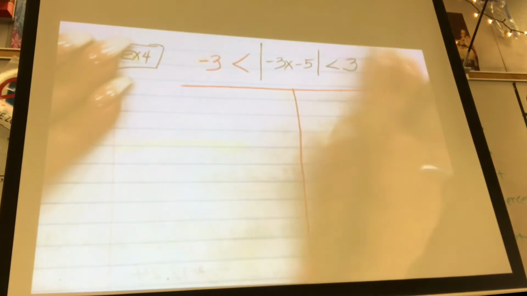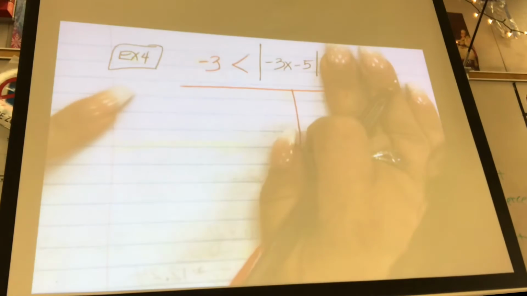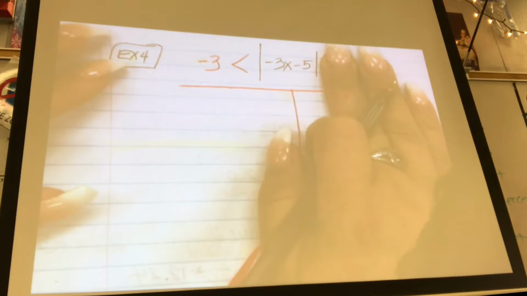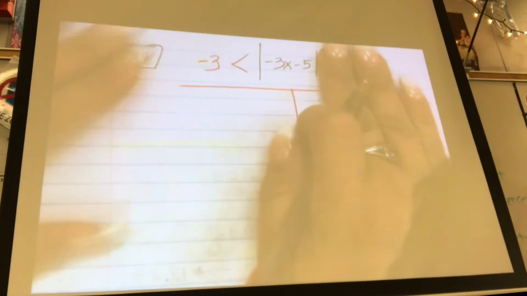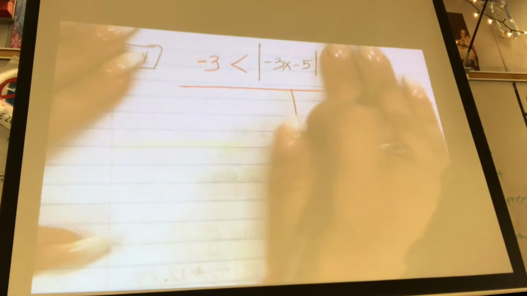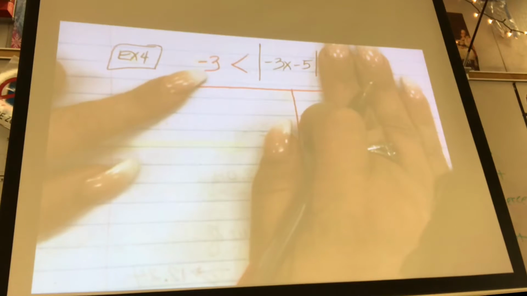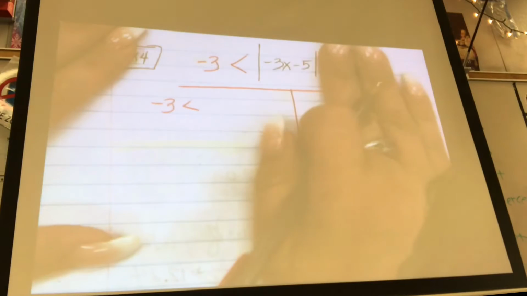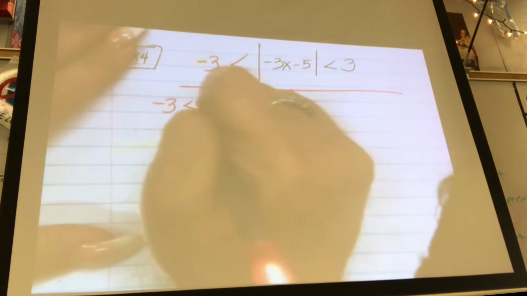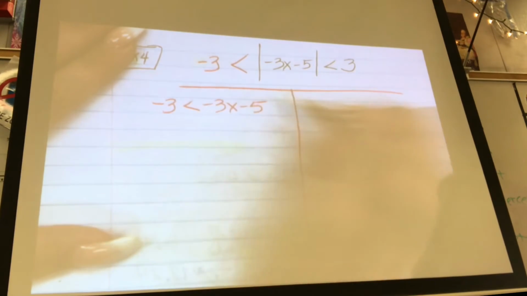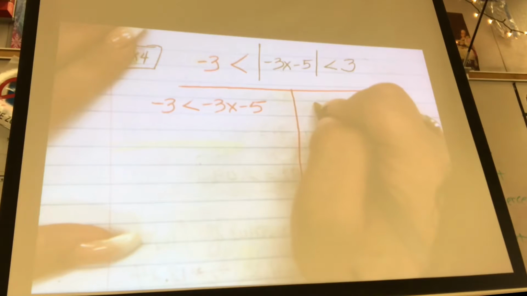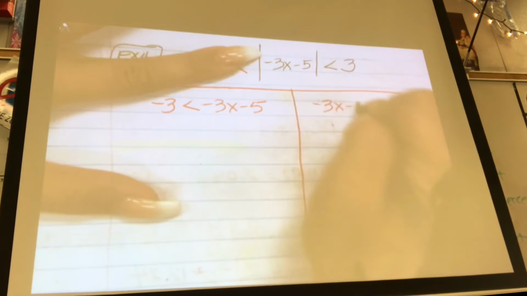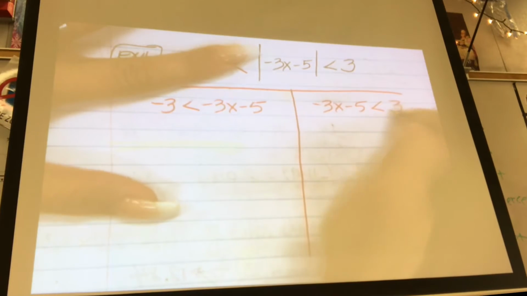Jeremiah, let me cover this side and tell me what to write. Oh wait, this side. Oh, 3. What does that say? Oh, -3. Yep, good job. -3 is less than -3x minus 5. And then what goes over here, Jeremiah? Good job.